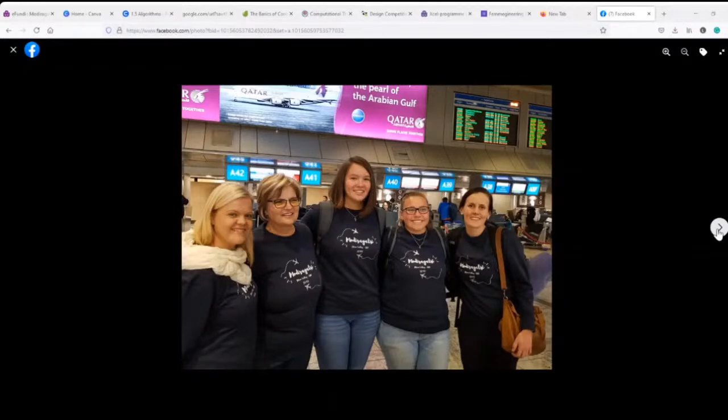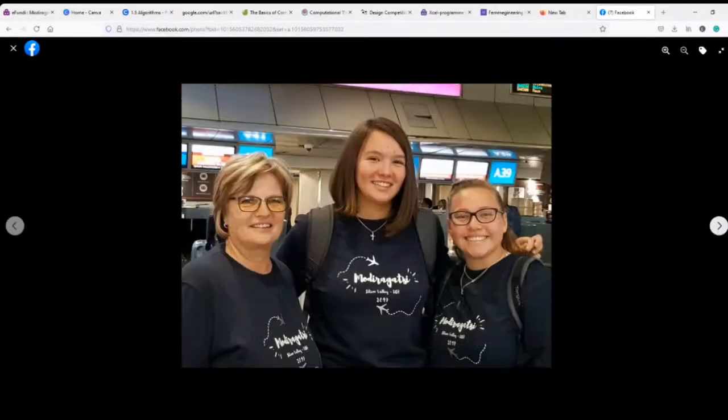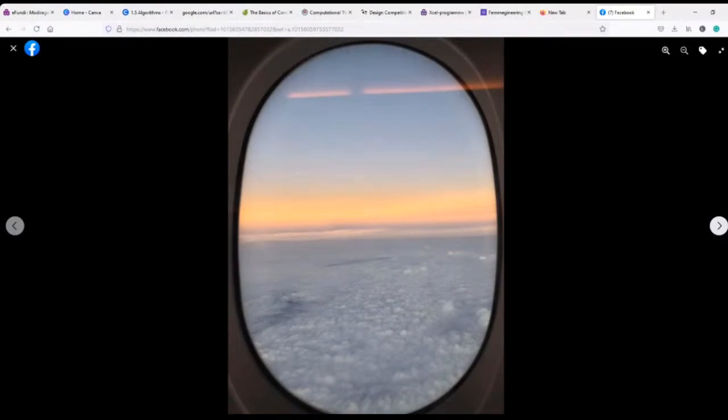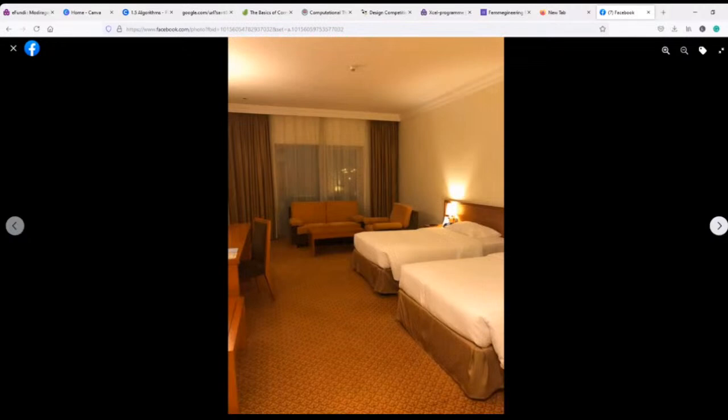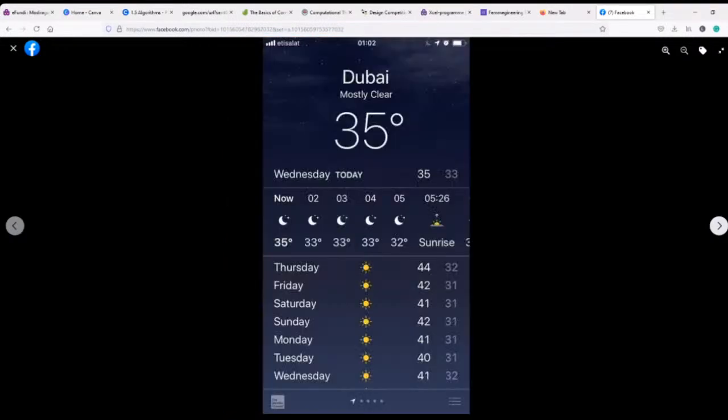But here we are at the airport, traveling firstly to Dubai. It was the first time that both Carly and Barley traveled abroad. This is the night we stayed over in Dubai, and you can see it was 1 o'clock in the morning and it was 35 degrees centigrade. So it was very, very, very hot. It was not warm, it was hot.